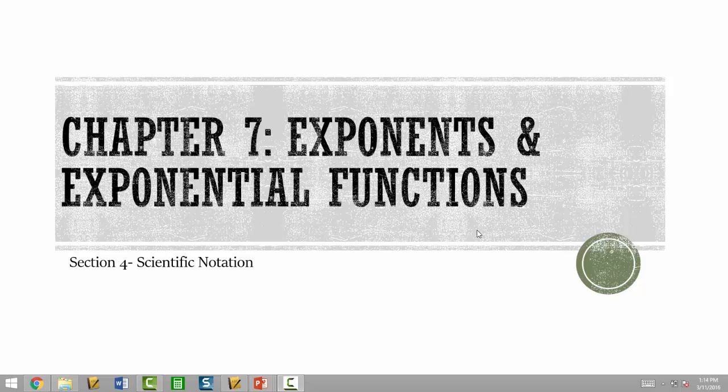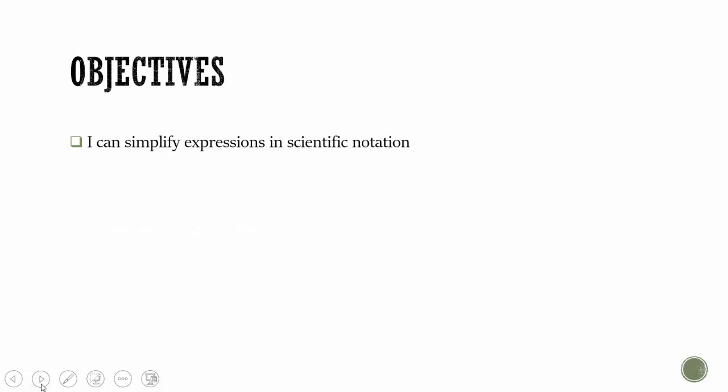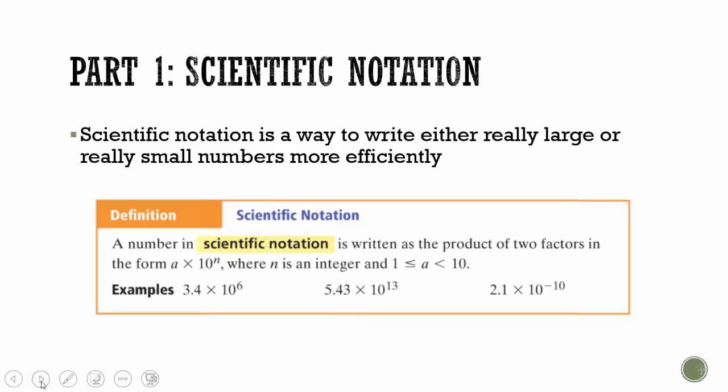All right, in Chapter 7, we're going to talk a little bit about scientific notation, which you've already talked about in your science class and then also other math classes. The goal of this is to connect numbers in scientific notation with the exponent rules that we just got done doing. So by the end of this lesson, you should be able to simplify expressions in scientific notation.